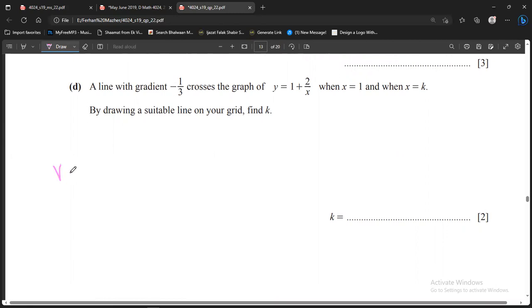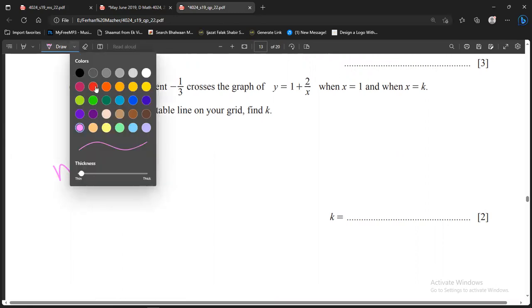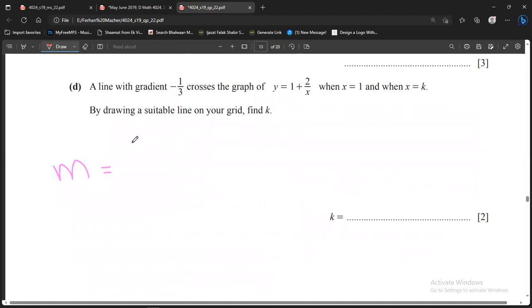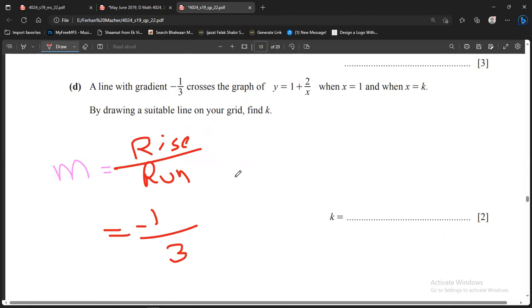So this gradient, let me change the color, is rise by run. The rise is minus 1 and the run is 3. So what does that mean? It means you go down one step and then go to the right 3 steps. That is the meaning of this gradient.